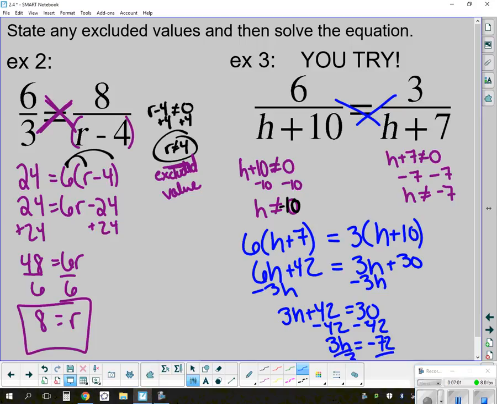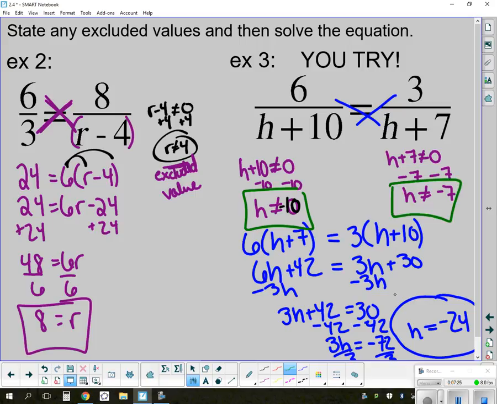And then I'm dividing by 3, sticking it in here. And 72 divided by 3, -72, would be -24. Okay, you should still be checking your answers, making sure you're not making any errors. Check your solutions, make sure they're right. So 3 different things will be looked for on this problem: H does not equal -10, H does not equal -7, and H does equal -24. If you didn't get that, find your error, see what you did wrong, and correct it.